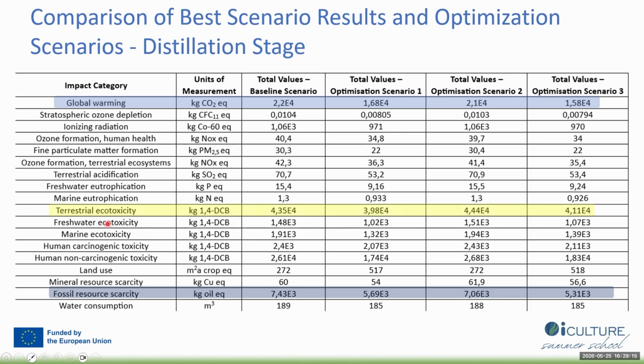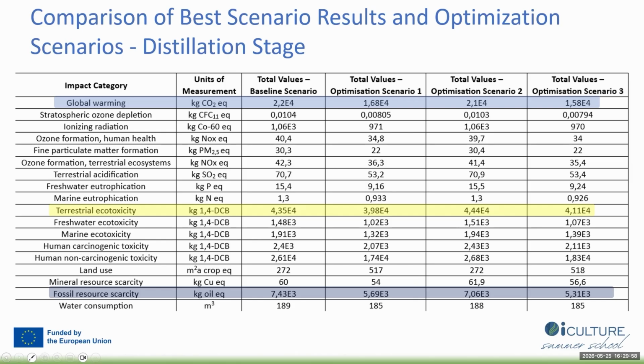However, when we turn to terrestrial ecotoxicity, the hierarchy changes completely. Here, optimization 1 achieves the most significant decrease, reducing the environmental burden by 8 to 9% just by implementing the photovoltaic system. The optimization 3 scenario follows with a smaller 5 to 6% reduction, while optimization 2 actually increases the burden by about 2%. So this shows us that adding solar thermal collectors introduces material-driven toxicity that offsets some of our gains.